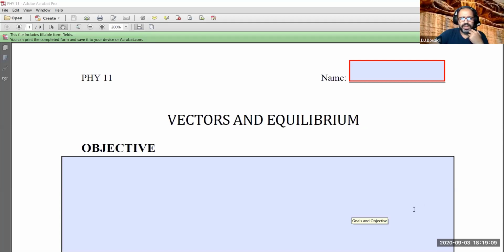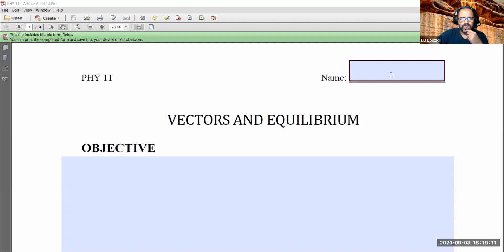I mentioned something about the rubric, so make sure you go through the rubric. The name is now required, so it's going to be graded. If you forget to put your name, whether you submit this form or another form or whatever report you're going to submit, you need your name on top of that.